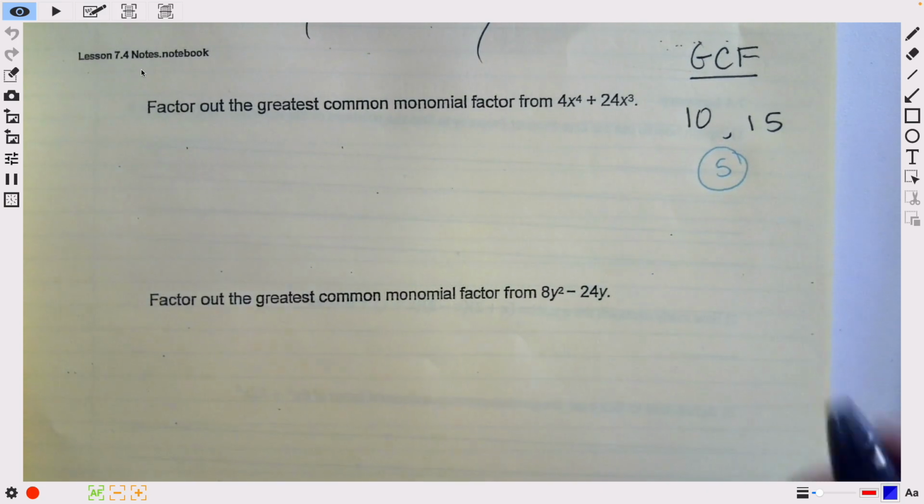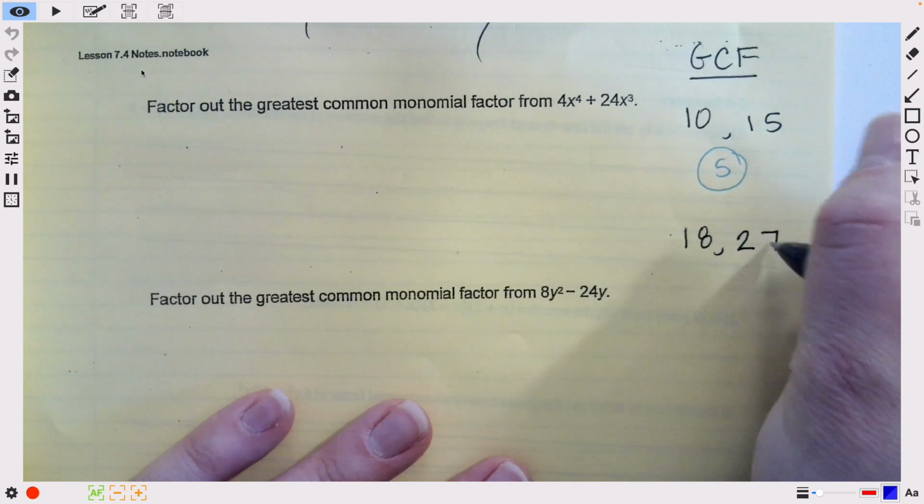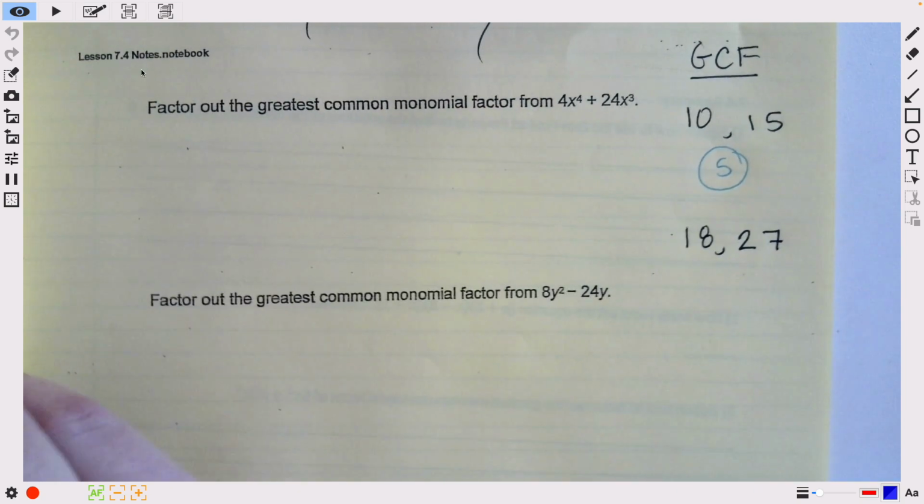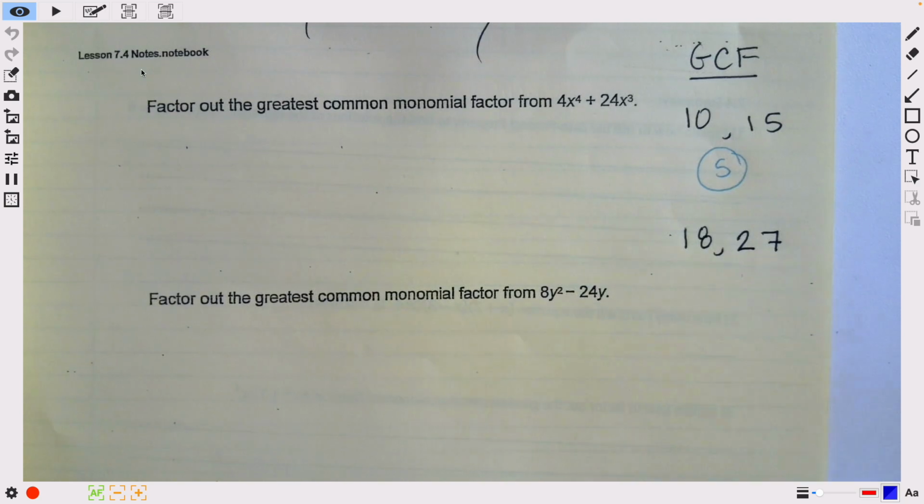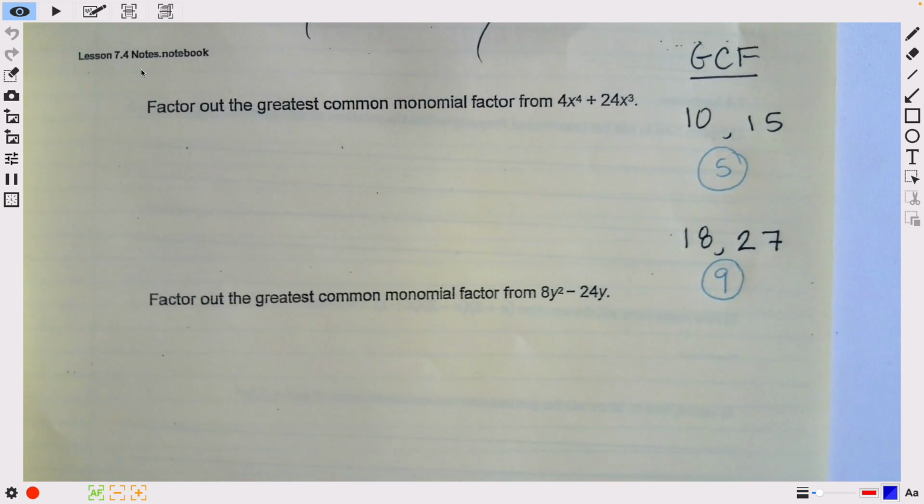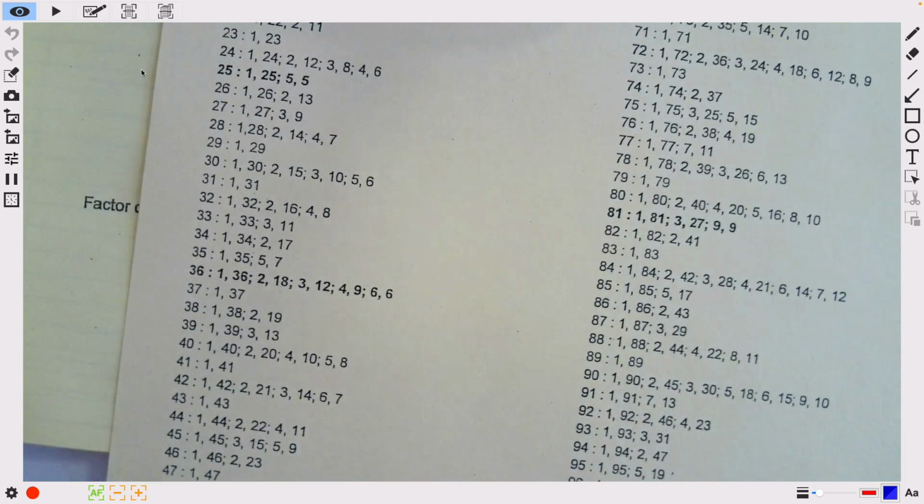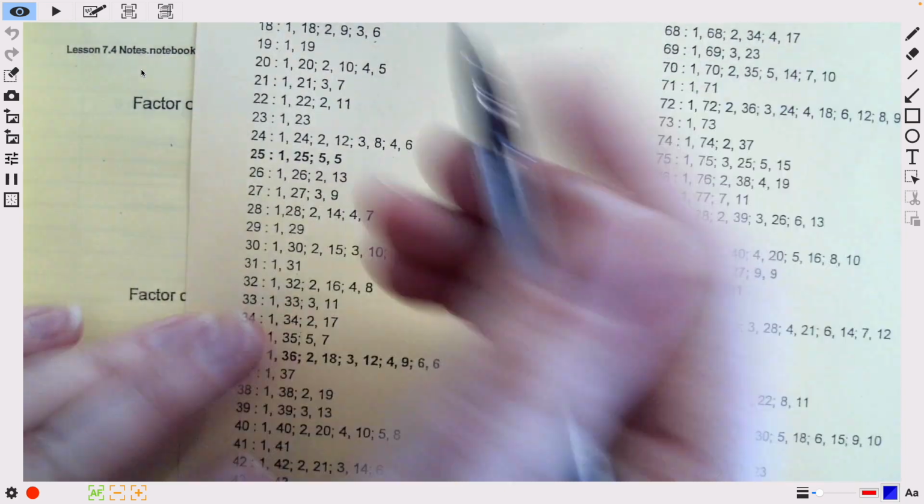Okay? What if I did 18 and 27? Good. Now, if you were thinking 3 is a common factor, that's true. But the greatest common factor would be 9. Now, here's where your little sheet comes in handy. So, if I said, hey guys, what's the greatest common factor between 18 and 27? And one of you sitting in here going, what the heck? How are people getting it so fast? Look, here's all you have to do. Don't do this on your paper because you don't want to get messy.